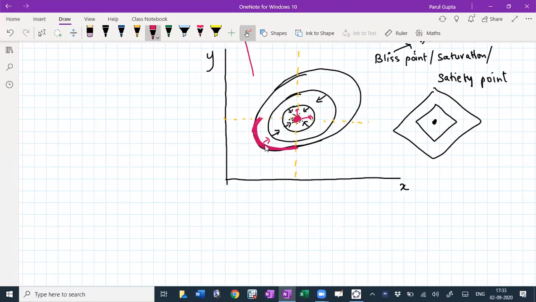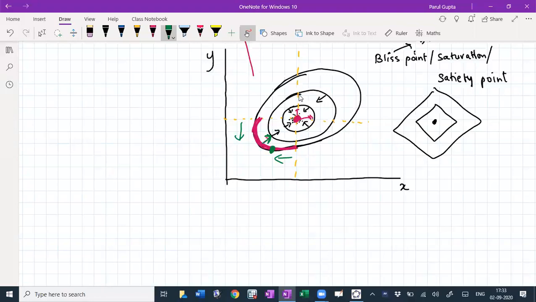So when we are anywhere on this segment, I have not reached my bliss point yet. I am at a bundle which has less of X and less of Y. So now I still yearn for more of both the commodities, which means I still want to move in this direction.